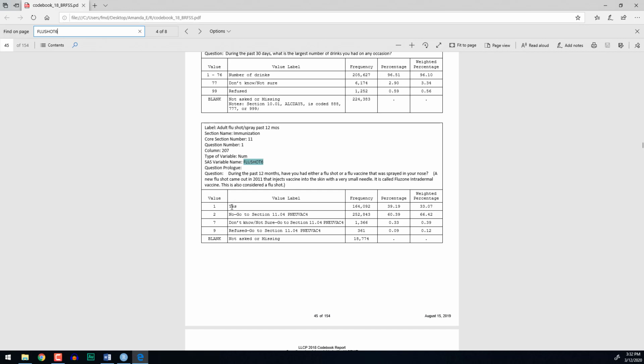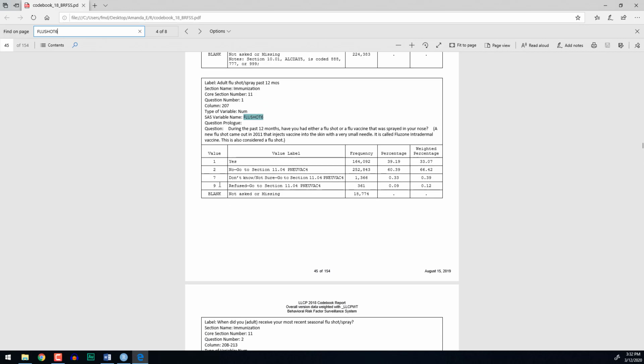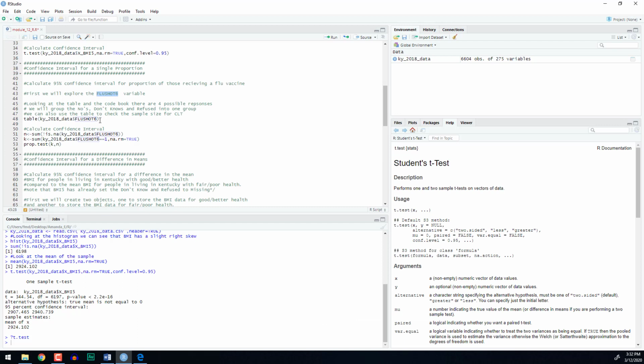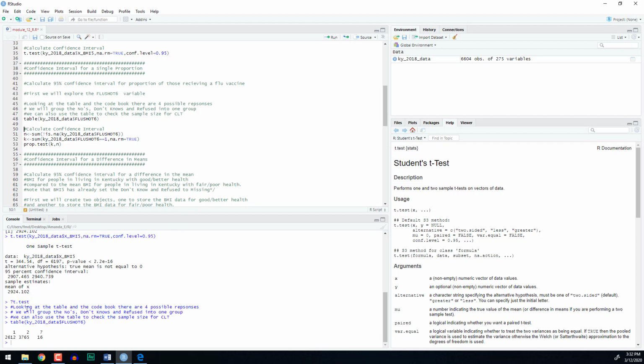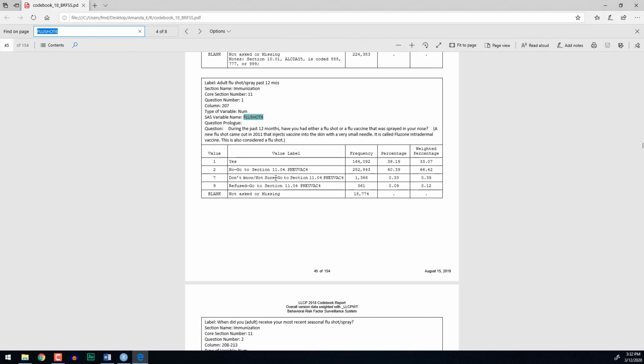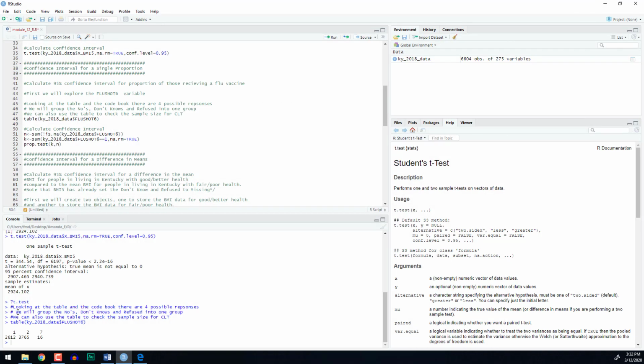All right, and we see here's the description for flu shot 6. Notice that flu shot 6 has 4 potential values. 1 is yes, 2 is no, 7 is don't know, not sure, and 9 is refused. To get a handle on what this variable looks like for the state of Kentucky, I'm going to run the table function. I see for the state of Kentucky, there were 2,612 yeses, 3,765 no's, and 7 don't know, not sure's, and there's no 9, so there was nobody that refused to answer.